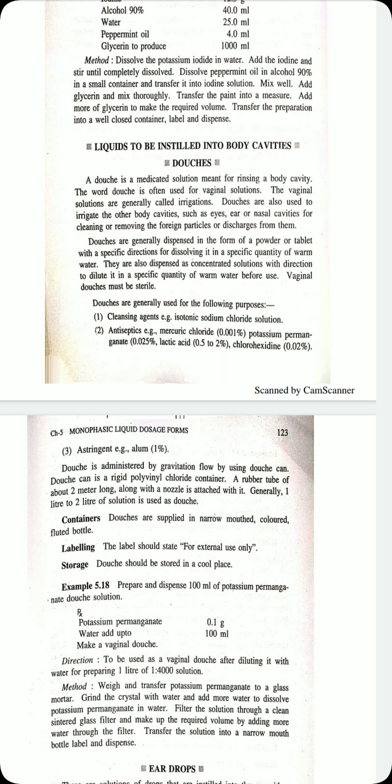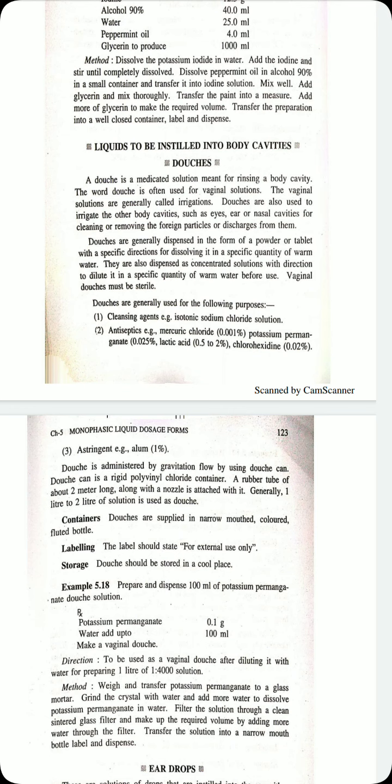Then the liquids inserted into body cavities. First one is douche. A douche is a medicated solution meant for rinsing a body cavity. Douche means rinsing a body cavity. The word douche is often used for vaginal solutions. The vaginal solutions are generally called irrigations.